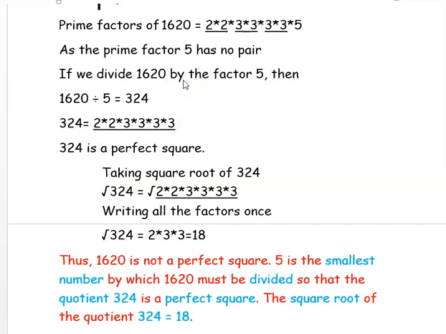Hope you have understood how to find the prime factors of the given number, then how to find the smallest number to be divided to make the number a perfect square number, and also how to find the square root of the perfect square number.